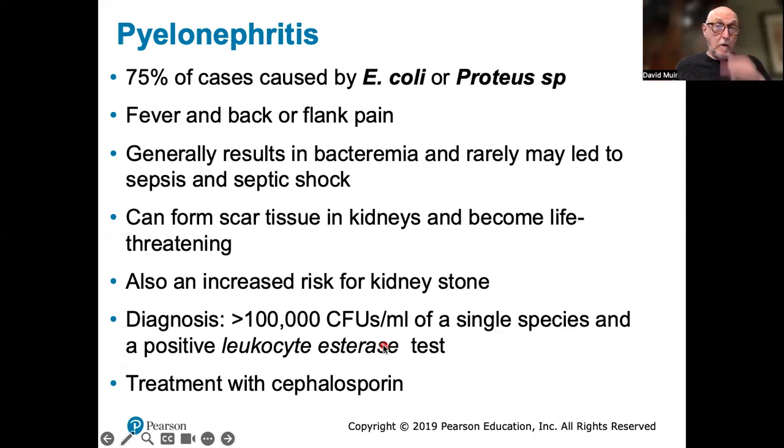So the diagnosis, again, we're looking at urines as a way of diagnosing what's going on. In testing urine for pyelonephritis, you will see a very, very high bacterial count, greater than 100,000 colony-forming units per milliliter of a single species. So that's 100 times what we saw in cystitis, and again, a positive leukocyte esterase test. And these have to be treated very vigorously with strong antibiotics like cephalosporin.